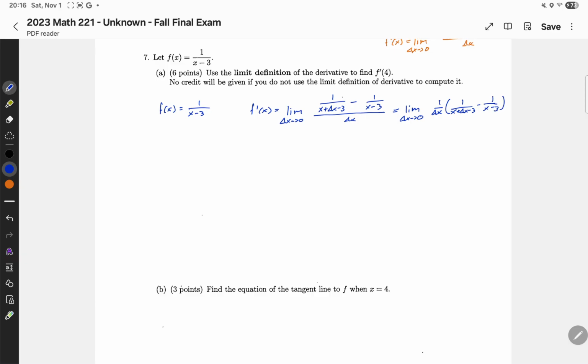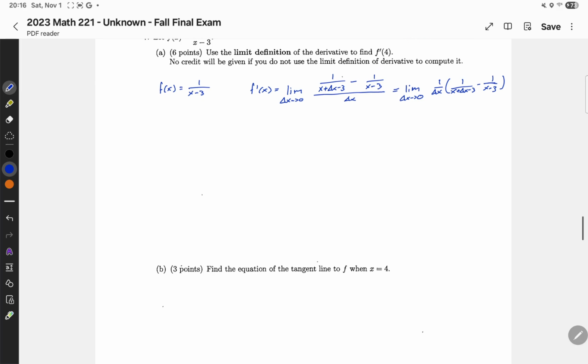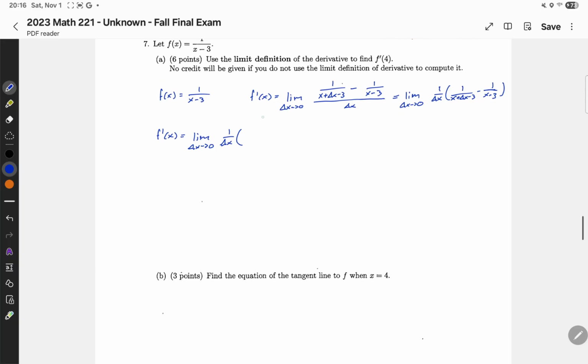Sorry, it's a little bit messy, but you should be able to see. I'll erase it and redo it. x minus 3, just like that. So now we can say that f prime of x is equal to the limit as delta x approaches 0 of, let's write this as 1 over delta x. In this interior, let's make these have a common denominator. So this first one, we need to multiply by x minus 3 to get x minus 3 over x plus delta x minus 3 times x minus 3.